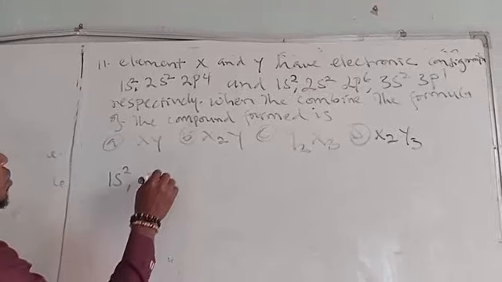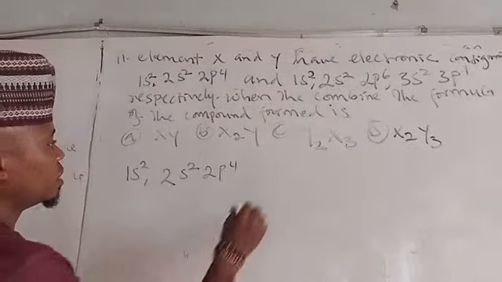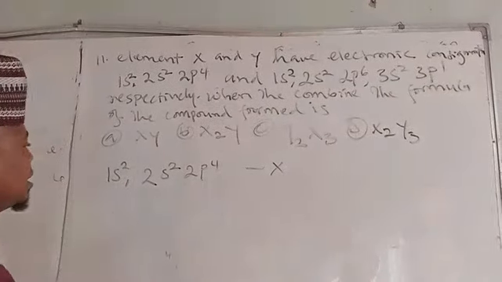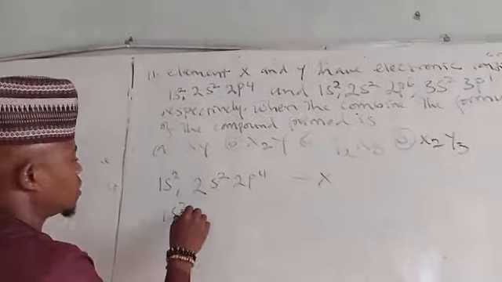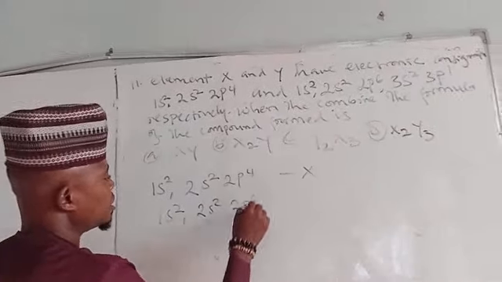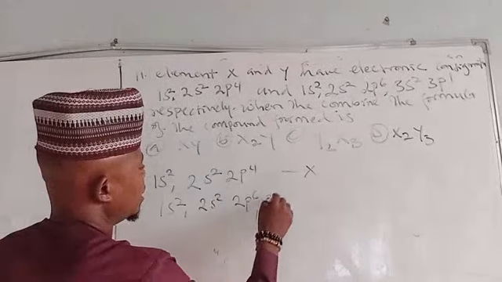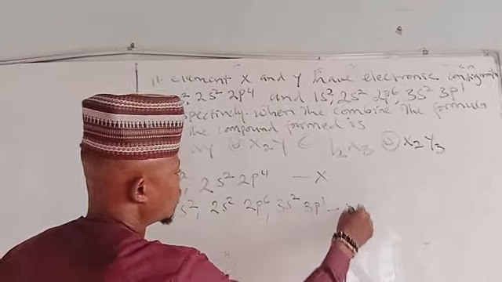1s2, 2s2, 2p4. This is element X. The element Y, we have 1s2, 2s2, 2p6, 3s2, 3p1. This is element Y.